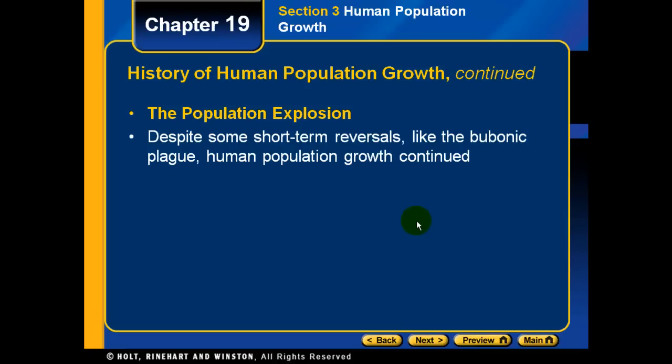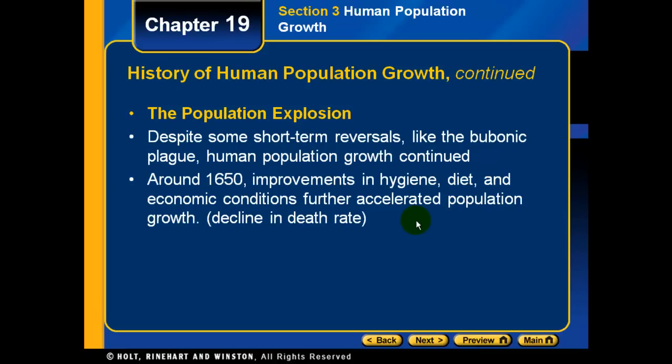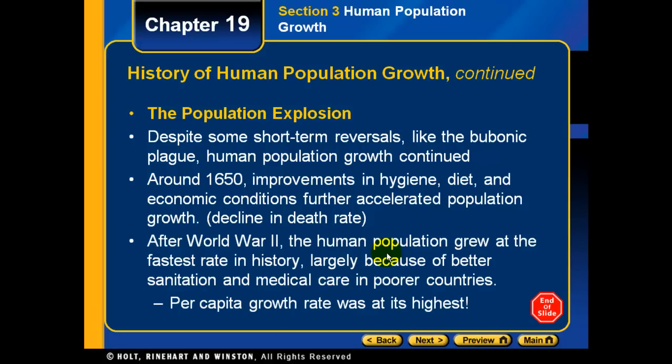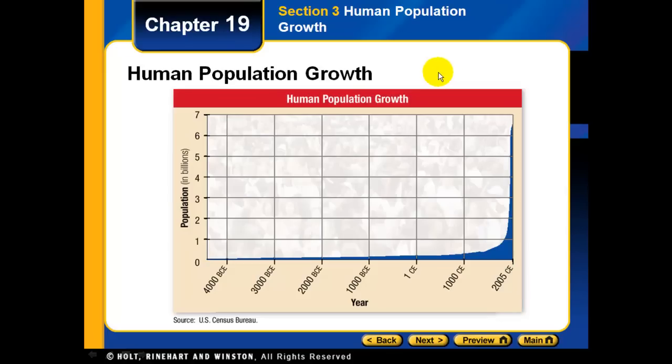Despite some short-term reversals like the bubonic plague, human population growth did continue. Around 1650, improvements in hygiene, diet, and economic conditions furthered the acceleration of population growth. There was a decline in death rate. After World War II, the human population grew at the fastest rate in history, largely because of better sanitation and medical care in poorer countries. Per capita growth rate was at its highest.